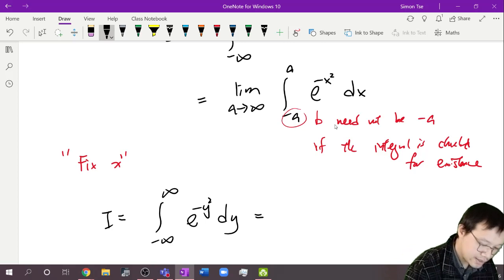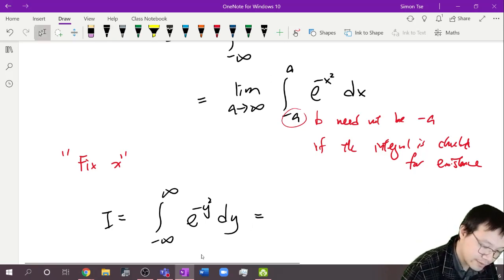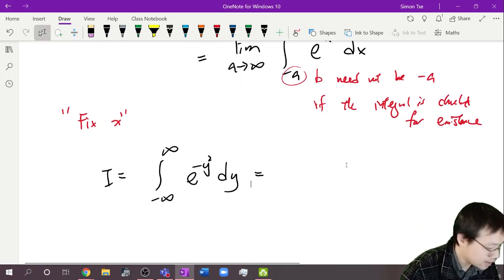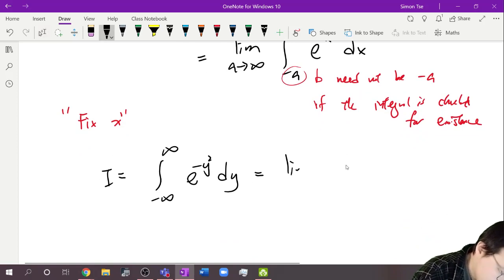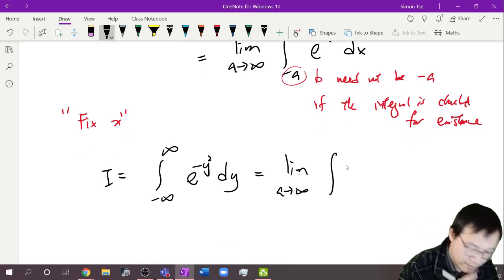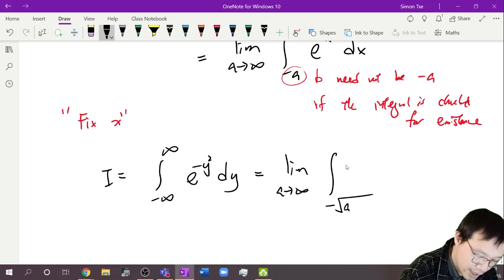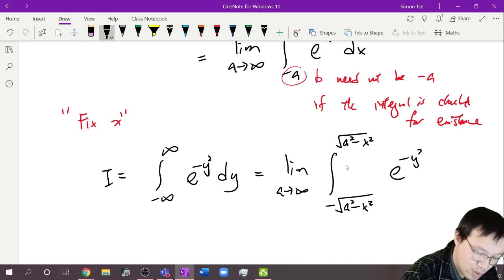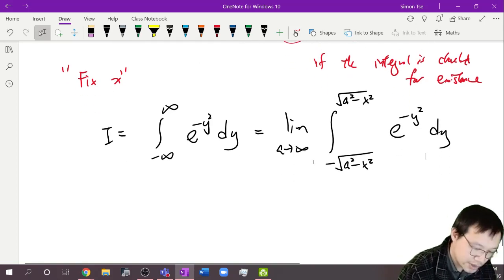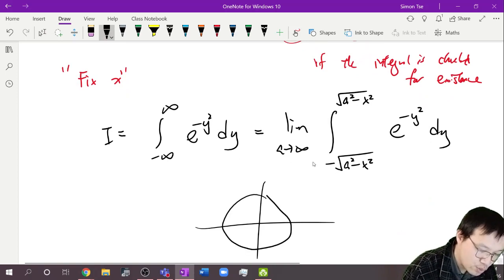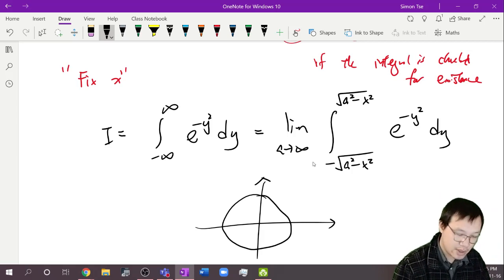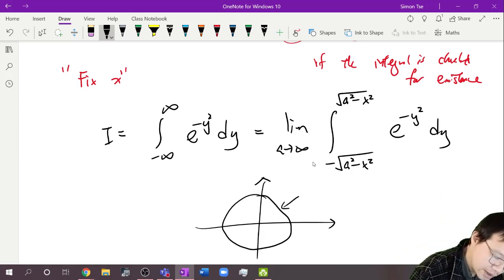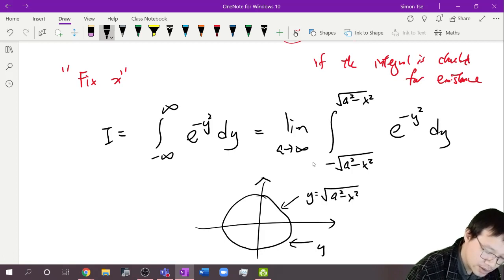Okay, and instead of integrating from minus infinity to infinity, from minus a to a, you could look at this as the integral from minus square root of a squared minus x squared to square root of a squared minus x squared of e to the power minus y squared dy. So this looks like this. I'm doing an integration over a circle. So instead of doing a single integration, I'm doing a double integration over this upper half circle. We've done this before. And this is the lower half circle.